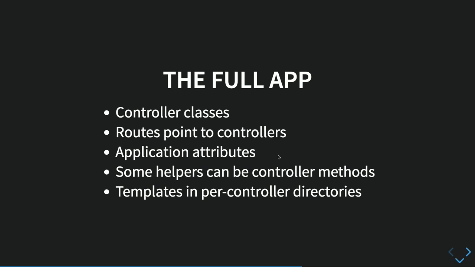To move even further, we can go to the full app. In this way, we want to have controller classes and routes that point to the controllers. We want to have application attributes instead of closing over configuration variables and things. And we can make some of the helpers be controller methods instead. And the templates belong to the controllers.